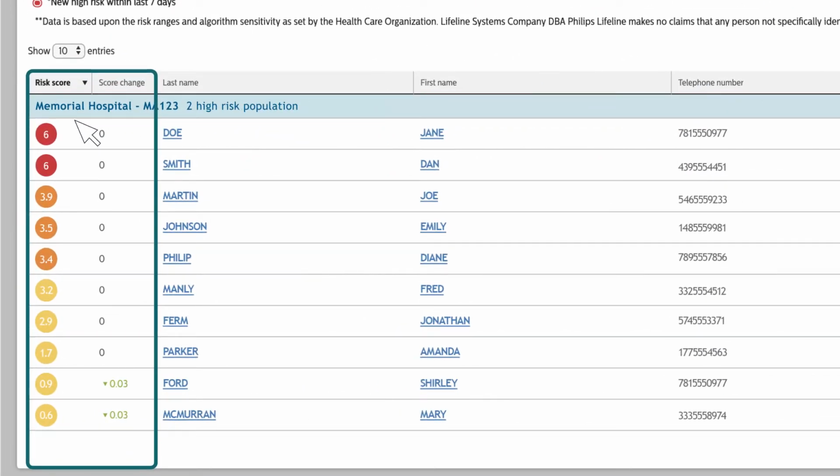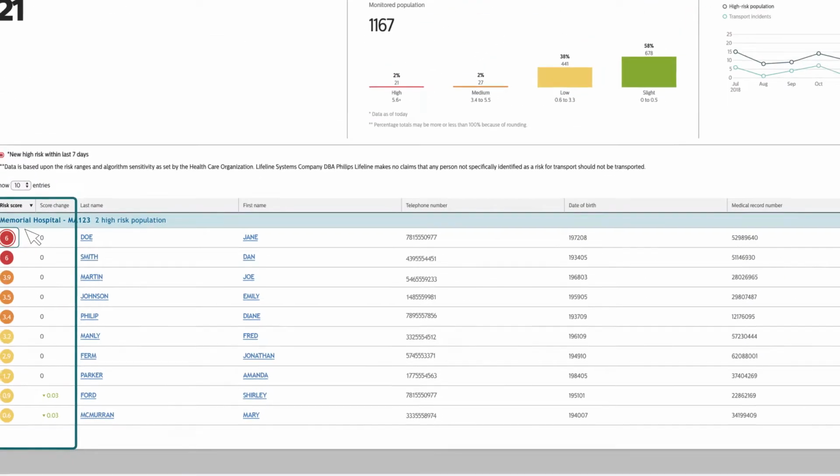Care recipients who have been classified within the last 7 days as high risk for transport will have a circle around the red dot beside their risk score. These red dots should prompt evaluation and follow-up based on your protocols.